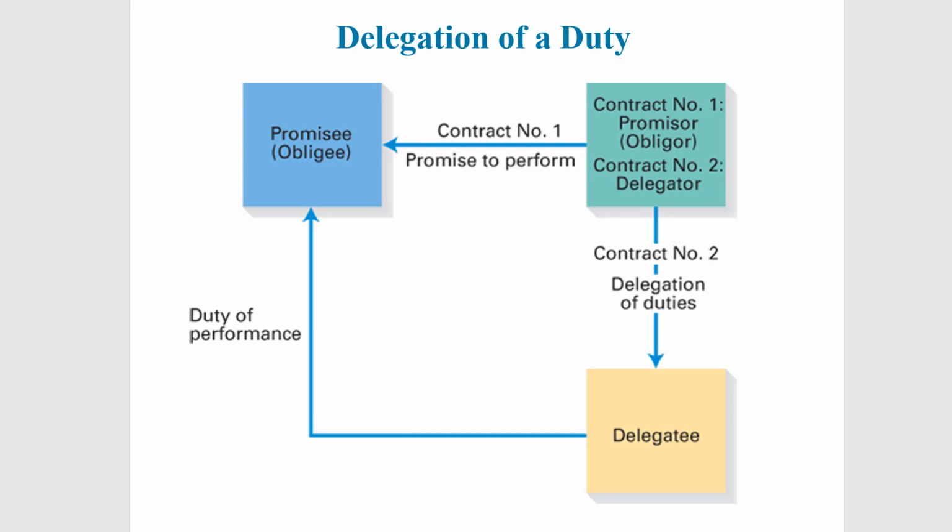And let's say later on they decide they either don't want to do it or they don't have time to do it. So instead of performing it themselves, they delegate that duty to the third party, to the delegatee. So then it would be the delegatee's obligation to then go perform for the promisee. The promisee would then have to also pay the delegatee.